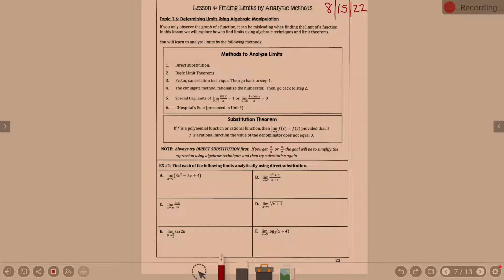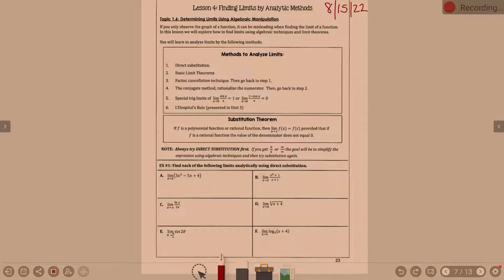Direct substitution. So can you just plug the number in and usually it works? It does sometimes, okay? Some of our basic limit theorems. Factor cancelization. So the idea of factoring and canceling.